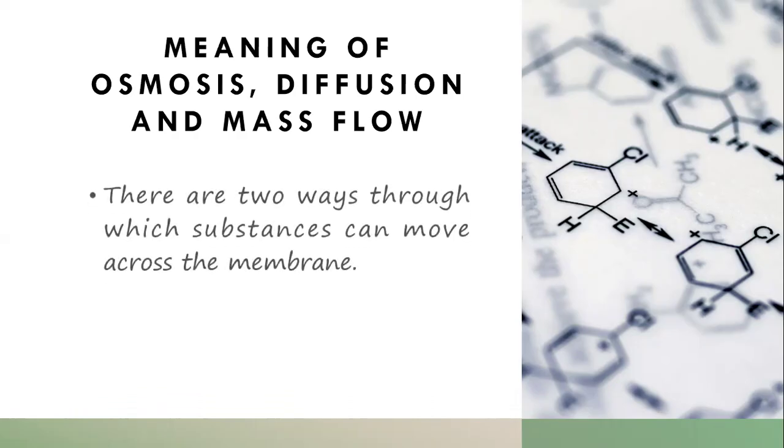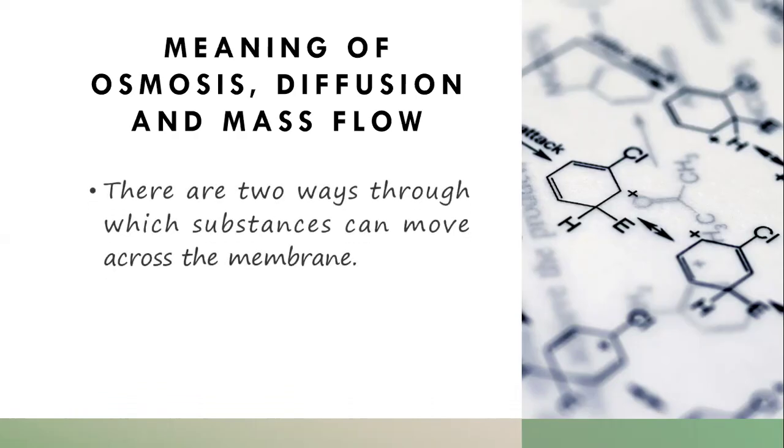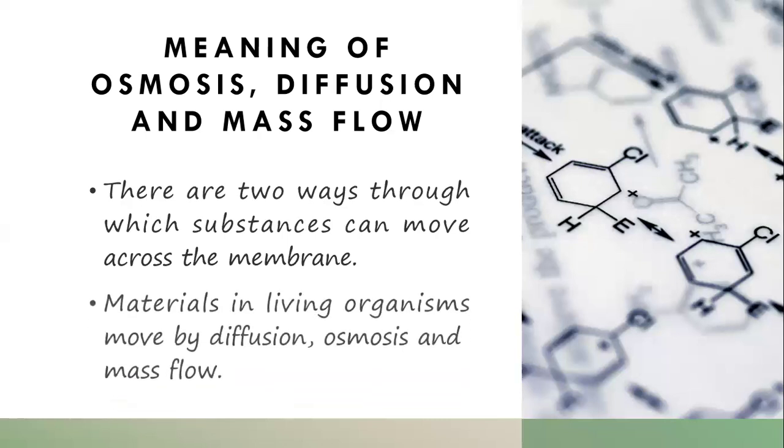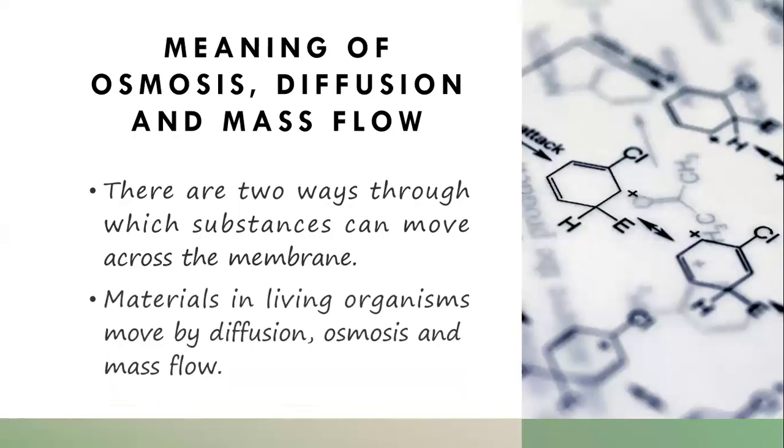Therefore, there are two ways through which substances can move across the membrane. The membrane is the outer cover of the cell. So there are two major ways through which the various substances required for the various processes in the cell can come across the membrane. The materials in living organisms move by these kinds of processes: there is diffusion, there is osmosis, and mass flow.